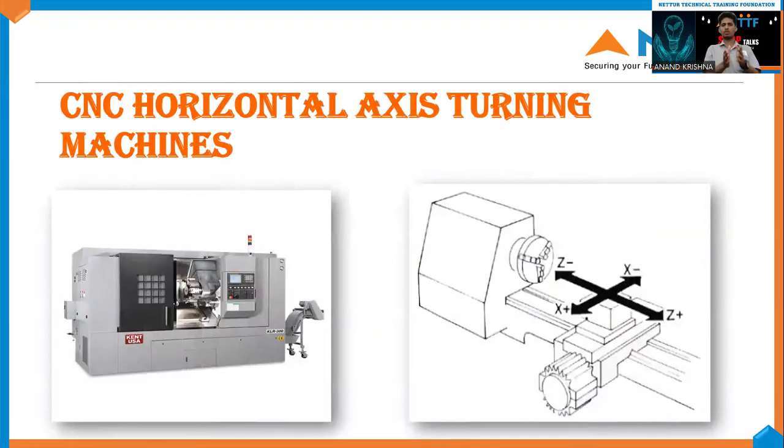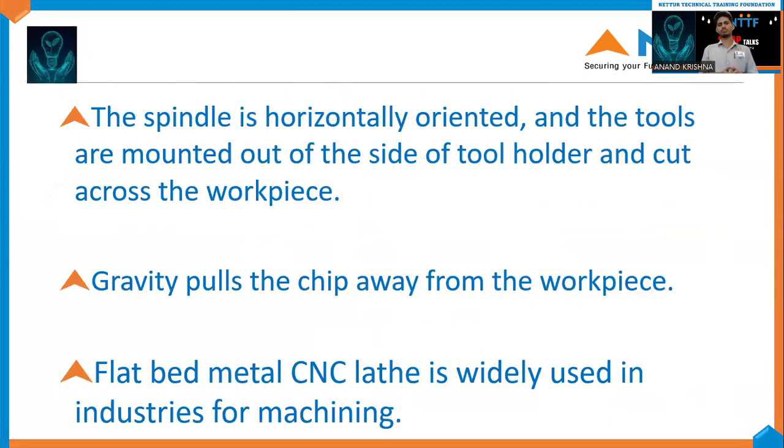Next one, the CNC horizontal axis turning machine. Here also you can see two pictures. One is an external picture, second one is an internal picture. From here itself, you can understand which is the x-axis and which is the z-axis. In this horizontal axis turning machine, the spindle is horizontally oriented and the tools are mounted on the side of the tool holder and cut across the workpiece. Gravity pulls the chips away from the workpiece.